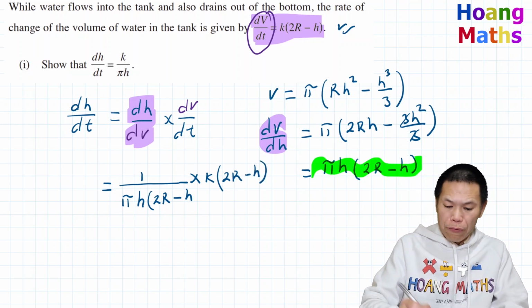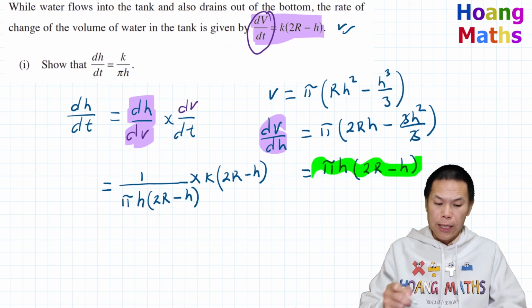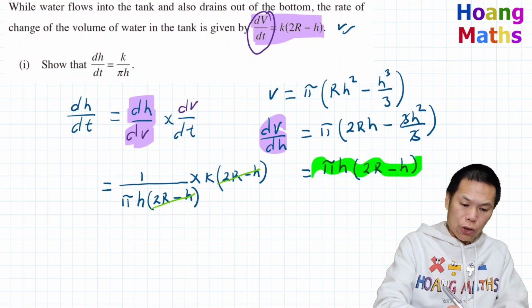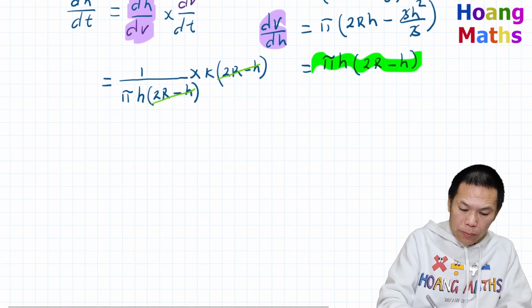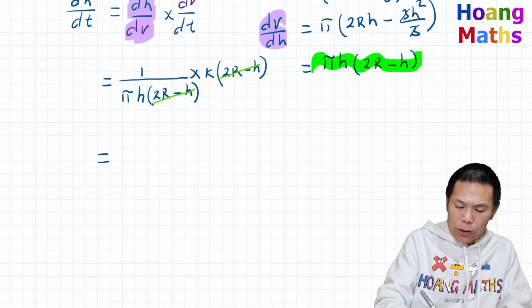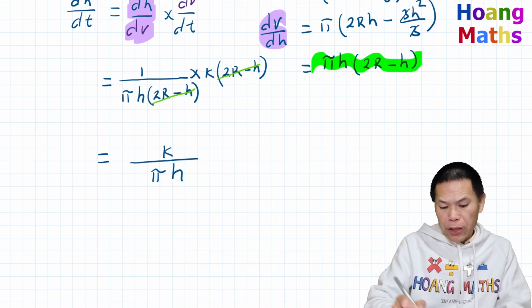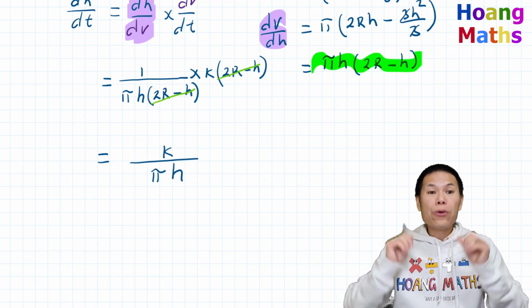So now I just simplify this. Don't forget we bracket this. And this 2rh, 2rh, we can cancel out. So that will give me 1 times k, which gives k over pi h. So there you go.